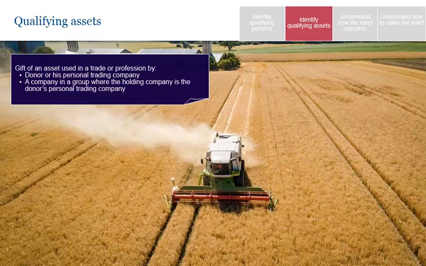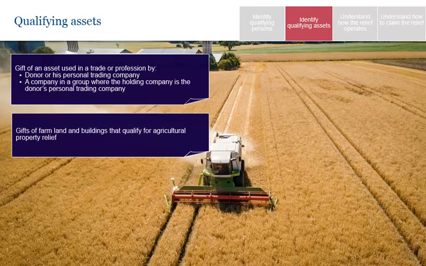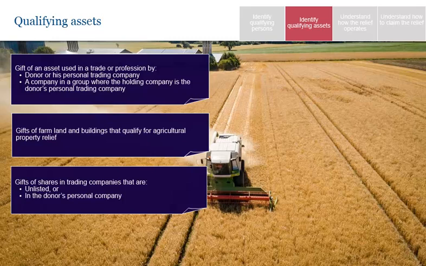More of that later. The point about agricultural land, that's land that qualifies for APR under the inheritance tax rules, and then shares, going towards the bottom of the list, that are unlisted or where the shareholder is at least a 5% shareholder, i.e. it's a personal company. The graphic here is easier to depict a farm rather than the concept of a share, so bear with me.